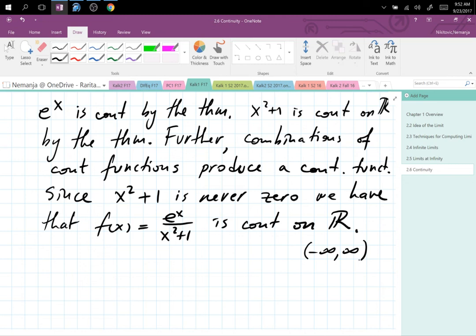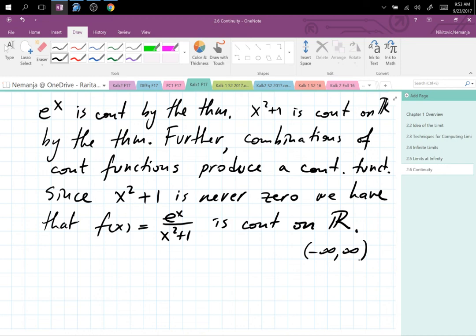Therefore, the entire function is continuous. Yes? Is the e to the x the logarithm function? No, it's an exponential function, like 2 to the x or 3 to the x. So if there's something like a logarithm, it's just going to be from 0 to infinity? And also square root is 0 to infinity.